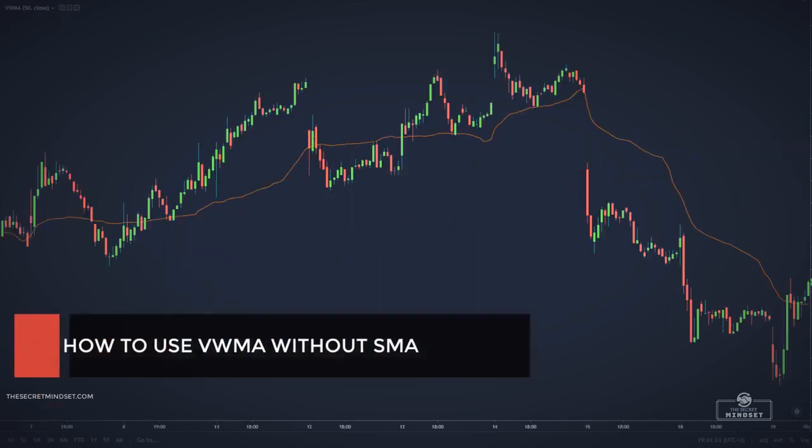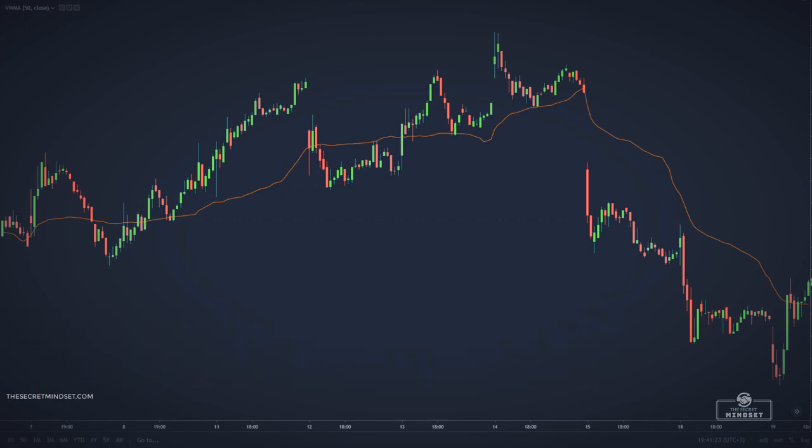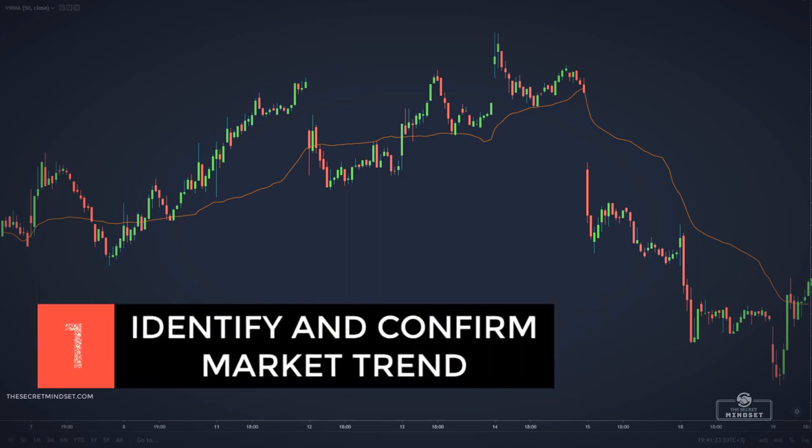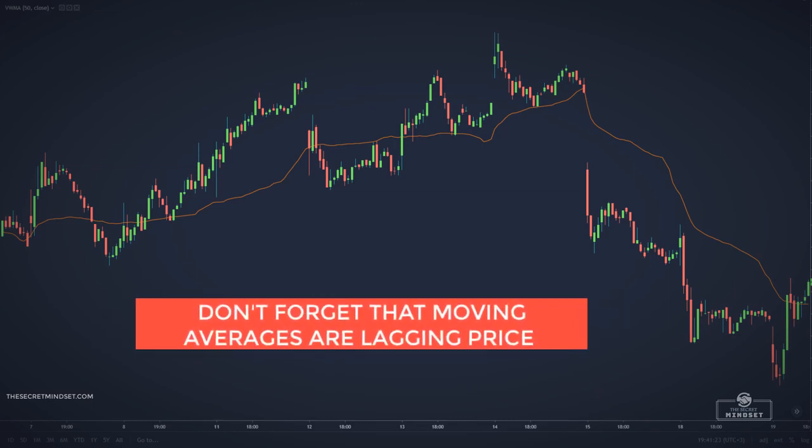Now let's see how you could use the volume-weighted moving average by its own without the simple moving average. First, to identify and confirm market trends. If you want to trade in the direction of the prevailing trend on the market, a volume-weighted MA can offer some important clues. However, don't forget that a moving average is a lagging indicator, so it doesn't predict new trends, just confirms the market trends once they have been developed.